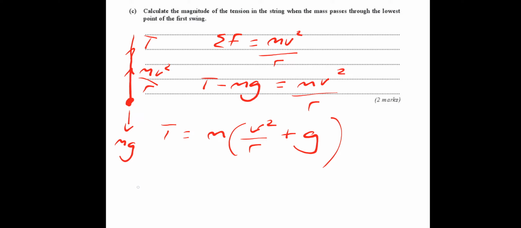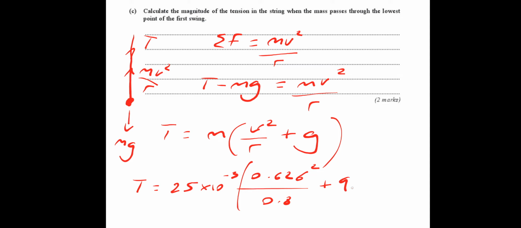Then we just need to put some numbers in. So the tension is equal to the mass. The mass was 25 grams, so 25 times 10 to the minus 3. And then the speed was 0.626 squared, divided by the radius, which was 800 millimeters, so 0.8 meters, plus 9.81 for g. If you calculate that, you'll get a tension equals 0.26 newtons.